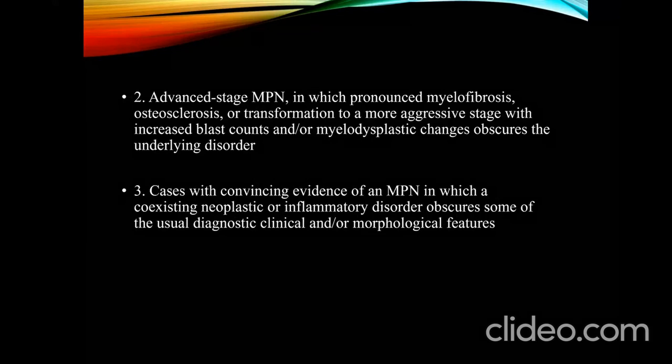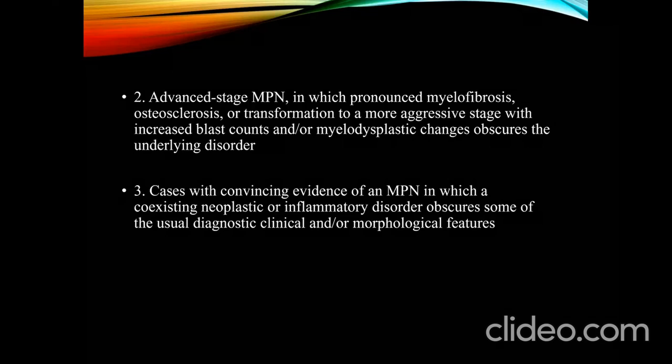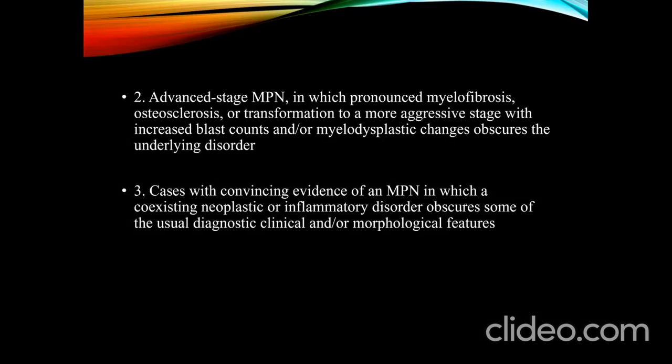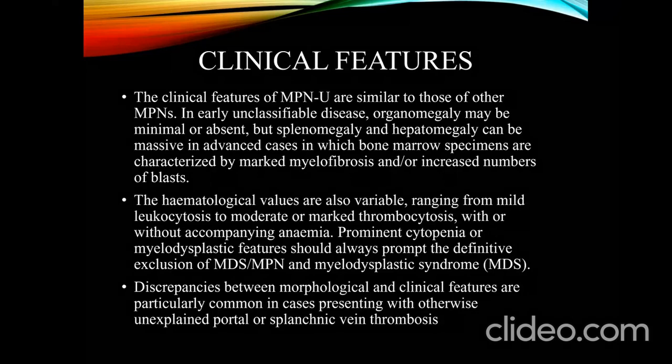The second group is advanced stage MPN, in which pronounced myelofibrosis, osteosclerosis, and transformation to a more aggressive stage with increased blast counts and/or myelodysplastic changes obscures the underlying disorder. And the third group is cases with convincing evidence of a myeloproliferative neoplasm, in which a coexisting neoplastic or inflammatory disorder obscures some of the usual diagnostic clinical findings.